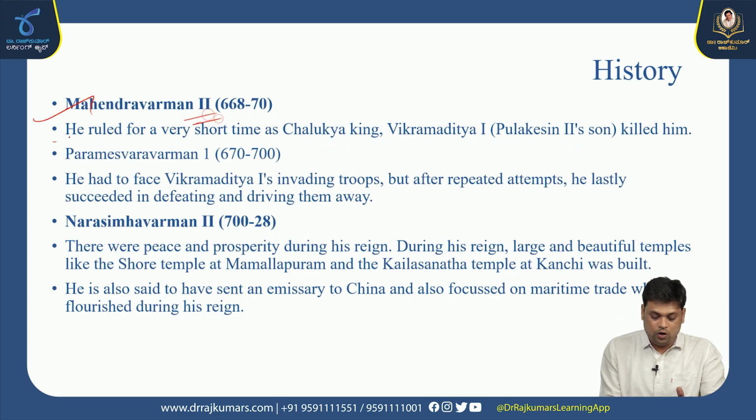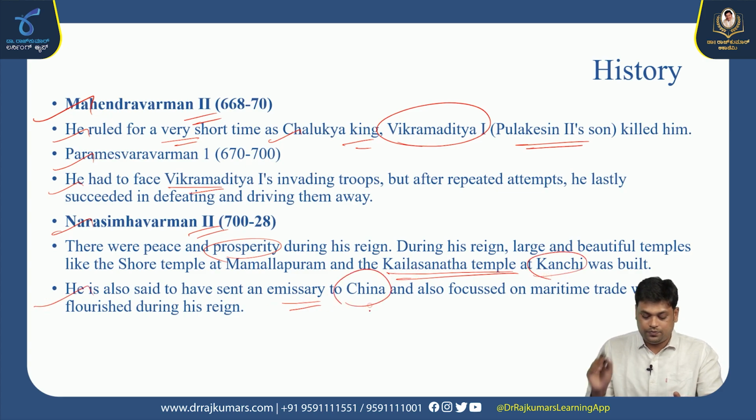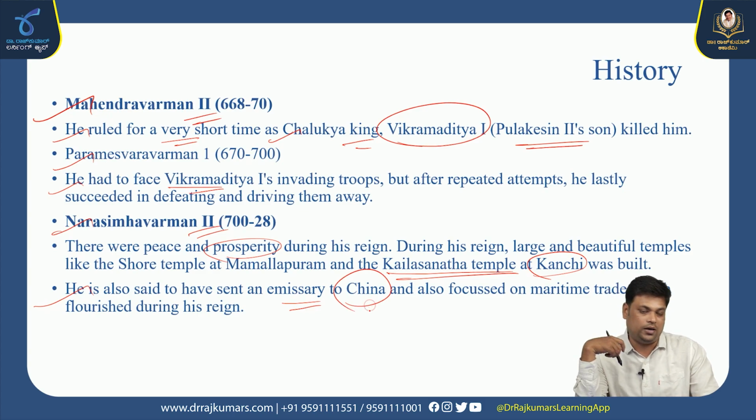Mahendravarman II ruled for a very short time as a Chalukya king. Vikramaditya Pulakeshin II killed him. Next one is Parameshwarman. He had to face Vikramaditya again. Narasimhavarman II: there was peace and prosperity during his time period, and he is the one who built the Kailashanath temple at Kanchi. He also sent an emissary to China and focused on trade and commerce activity.